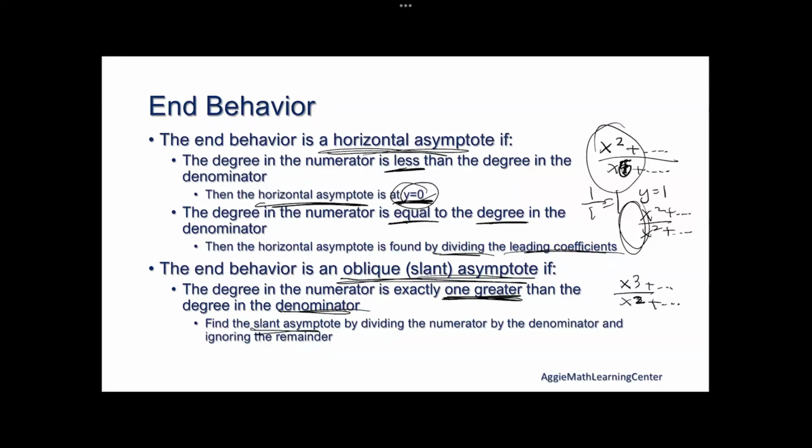We can find the slant asymptote by dividing the numerator by the denominator, and we just ignore the remainder. The remainder will usually be some constant over x plus another constant. As we go to infinity, the denominator gets larger and larger until the remainder is so inconsequential that it is basically 0. So that's why we can ignore the remainder. We just divide the numerator by the denominator and ignore the remainder. That tells us the equation that our curve will eventually converge to. Any questions on this?